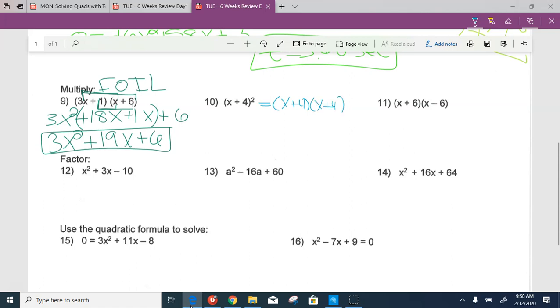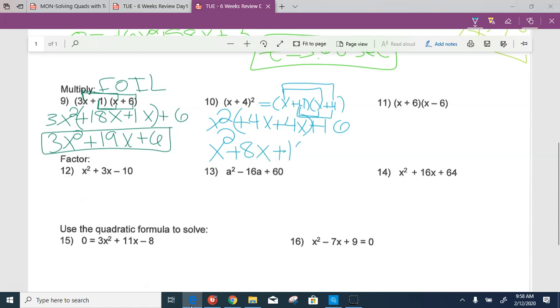So when I do the FOIL method here, x times x gives me x squared. X times positive 4 gives me positive 4x's. Inside terms, 4 times positive x is positive 4x. Positive 4 times positive 4 is positive 16. The x squared in this expression can't be combined with anything else. Plus, I have a total now of 8 x's that can be combined because they're the same. And I have a positive 16 that has no other numbers to be combined with. So there's my equation there.